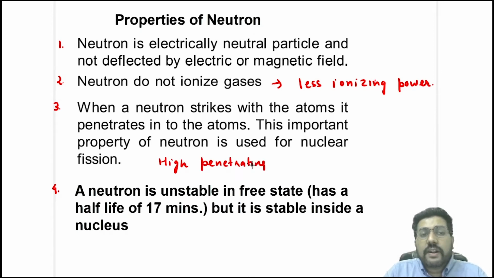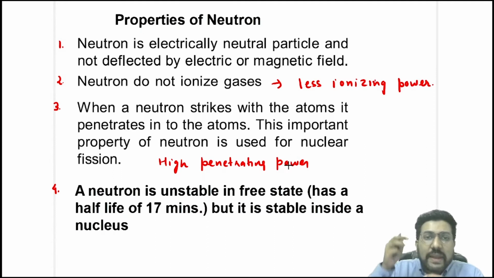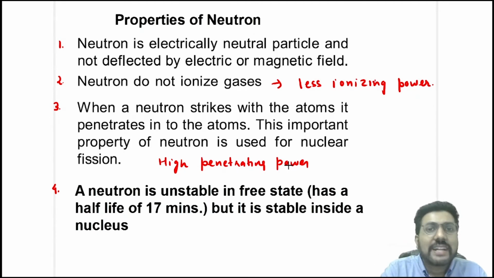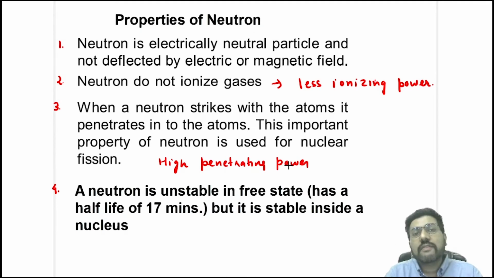Whenever a neutron strikes an atom, it penetrates inside the atom, and this important property is exploited in nuclear fission. Why? Because in a nuclear fission, the colliding particle has to strike the nucleus. Now, to strike the nucleus, it has to penetrate inside the atom. The neutrons have a very high penetrating power.